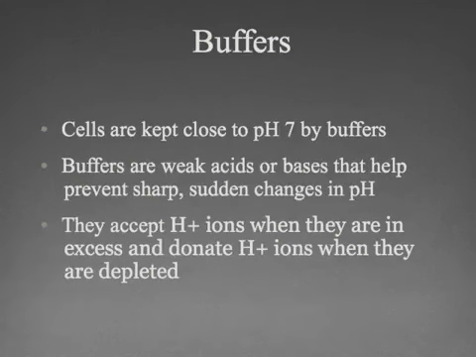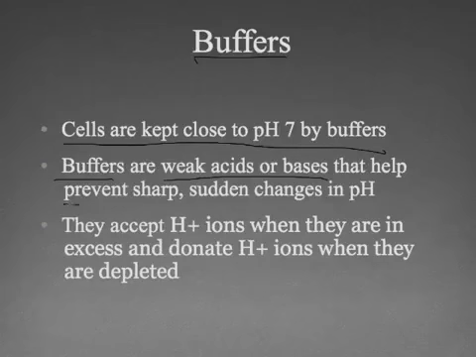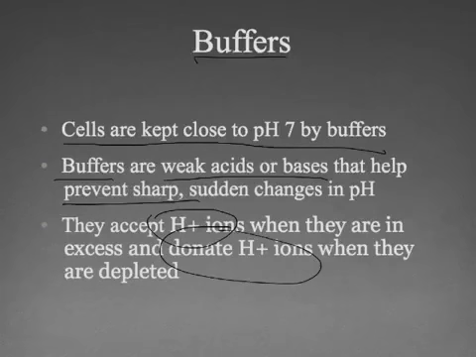So a couple of slides ago I mentioned that we use homeostatic mechanisms to maintain a stable pH, and one of these mechanisms is buffers. Cells are kept pretty close to a pH of 7 by buffers, and buffers are basically weak acids and weak bases that can help prevent sudden changes in pH. The way they do this is that buffers are able to both accept H+ ions if there are too many around, and donate H+ ions if there are too few around. So this helps to keep pH at a stable level in the body.